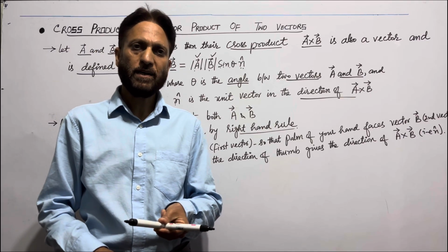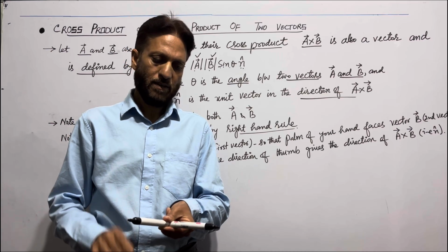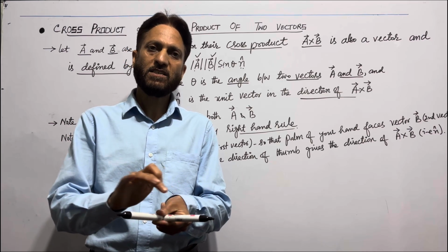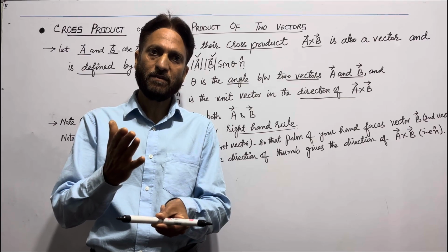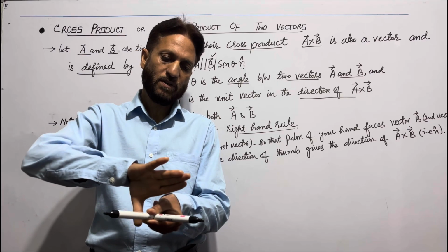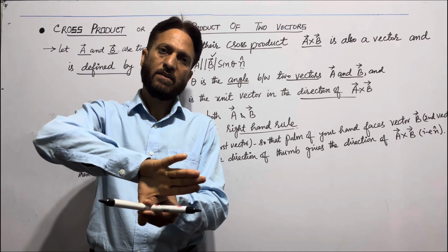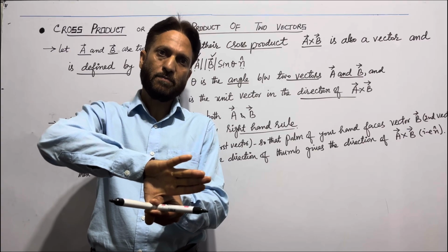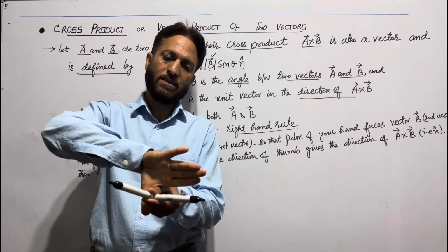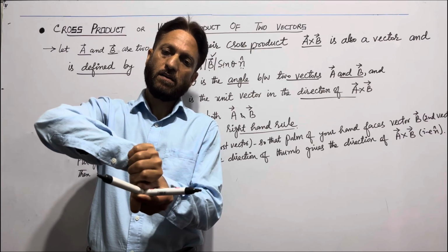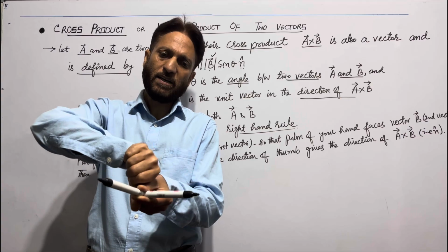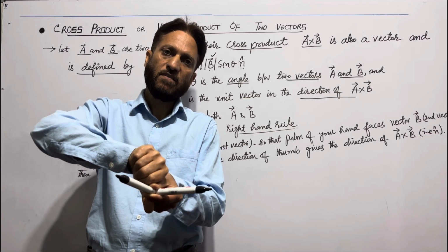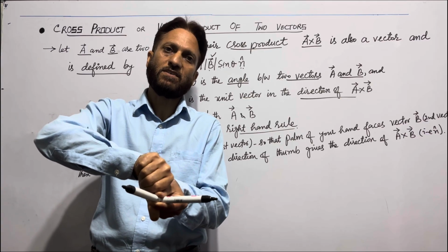If I want to find the direction of B cross A, this is vector B and this is vector A. Once again, I will put my right hand fingers in the direction of vector B and I will curl it from B to A like this. The direction of my thumb, which is downwards, will give the direction of B cross A.